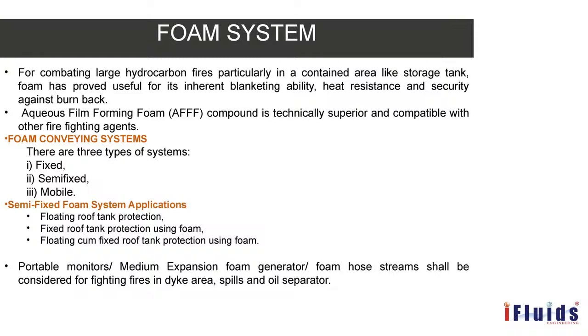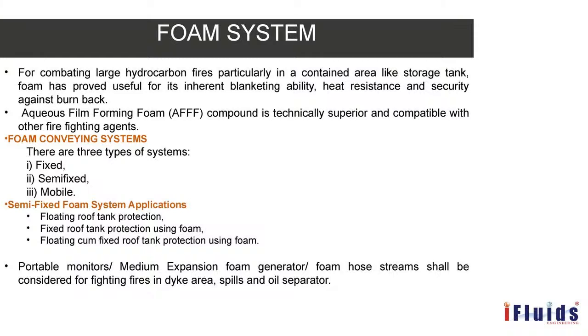Some of the key points with respect to the conveying system captured here are that there are three types of conveying system: fixed conveying system, semi-fixed conveying system, and mobile conveying system. In general, if a storage tank is concerned, the semi-fixed foam system is applicable. So for floating roof tank, fixed roof tank and floating cum fixed roof tank, in all these areas the semi-fixed foam system is applicable.